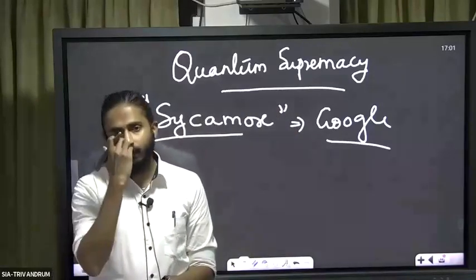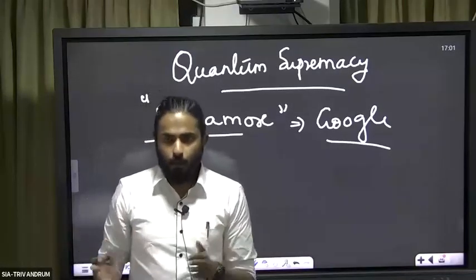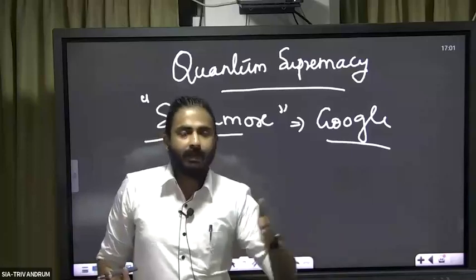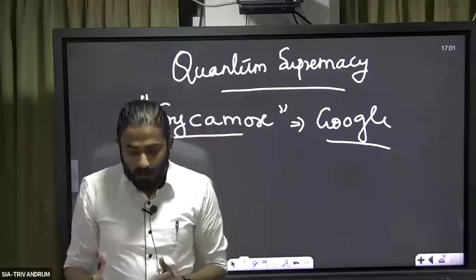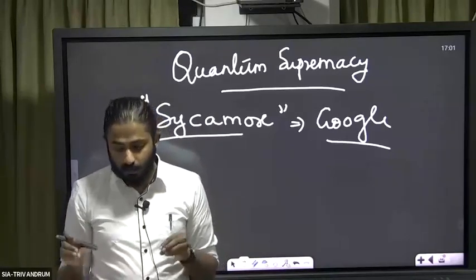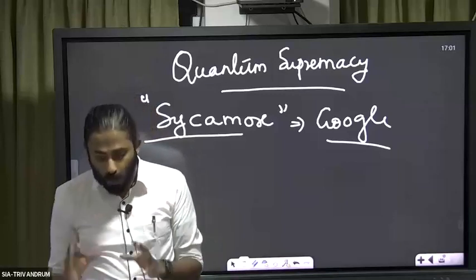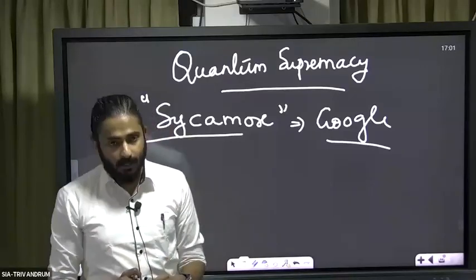So Google claimed that they have achieved quantum supremacy, because quantum computers are only in development so far. Countries like China have recently claimed they have achieved quantum supremacy. Maybe it is true or maybe not, but countries are slowly achieving quantum supremacy. So if you solve a problem using quantum computers, it is called quantum supremacy.